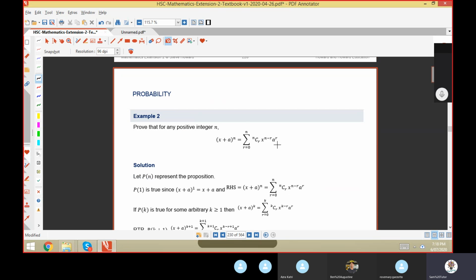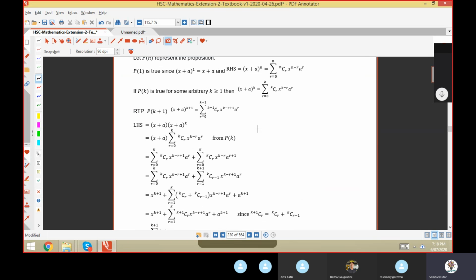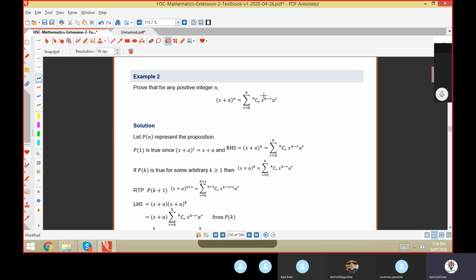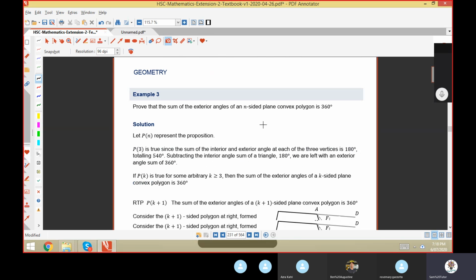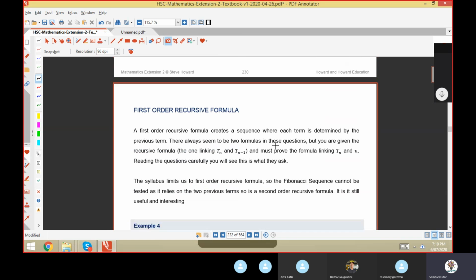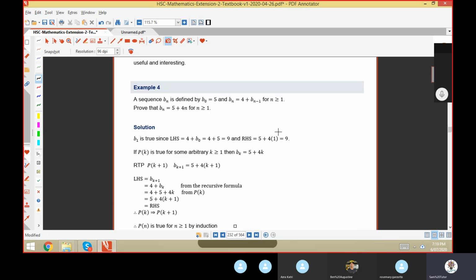Now you can prove your binomial theorems, which we'll do next term. Once we touch on binomial and binomial expansion and everything, I'll actually prove this. It's one of my questions we'll do. You can do it in part of geometry. Oh, there we go. I want to do these ones. So the recursive ones. Okay.